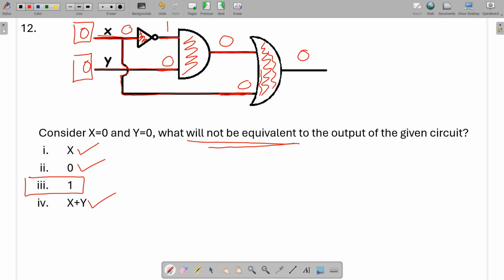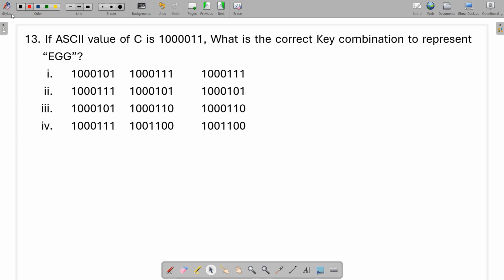Right? So the answer is the third one for the 12th question. Question number 13. If the ASCII value of C is 1000011, what is the correct key combination to represent the word egg? When we are talking about ASCII values, you have to remember that if one particular character is given, the rest of the characters are going to be in alphabetical order in the ASCII table.